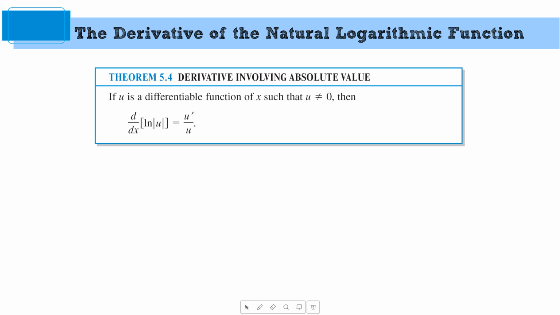Let's suppose you have the natural log of the absolute value of something. It doesn't matter. Why wouldn't it matter? Remember the natural log graph? No negative values, therefore the absolute value doesn't matter. So if you have the natural log of the absolute value of something, it's just u prime over u.